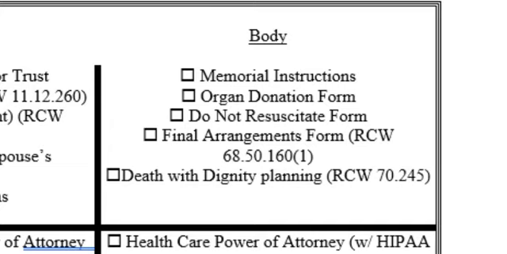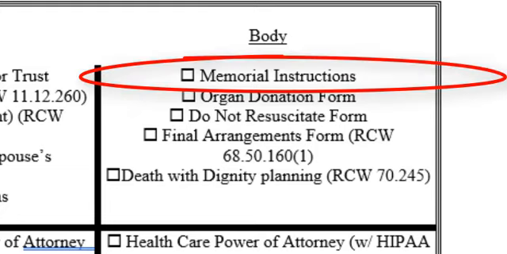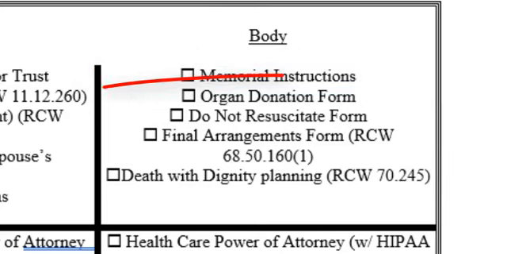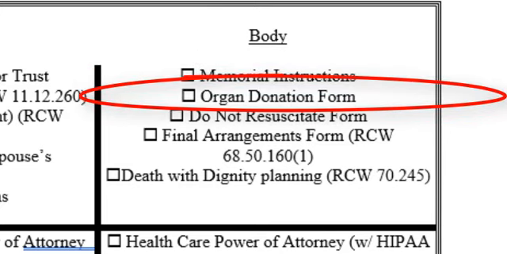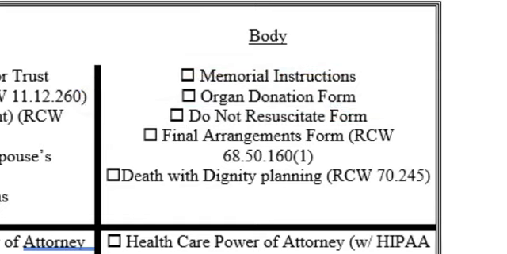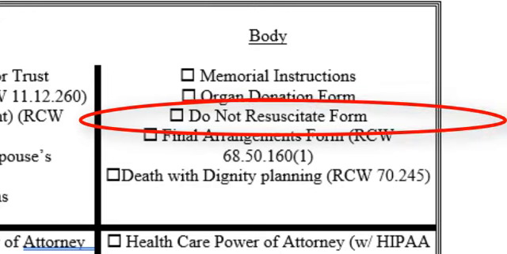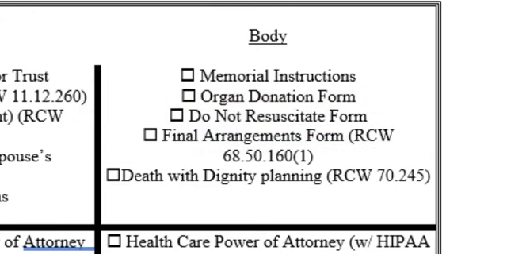When we get to the upper right-hand quadrant of the matrix, what happens to our body when we die, we can leave memorial instructions. We can leave organ donation forms so that you could have your organs harvested from your body and used by other people who are in need, who are still alive. And you can have a do not resuscitate form, which would be only for those people who are so close to death that they say, no, if I'm going to go, let me go, don't try to bring me back. Very rare circumstance, but it's on the list to see if somebody says, yeah, that's something I want.